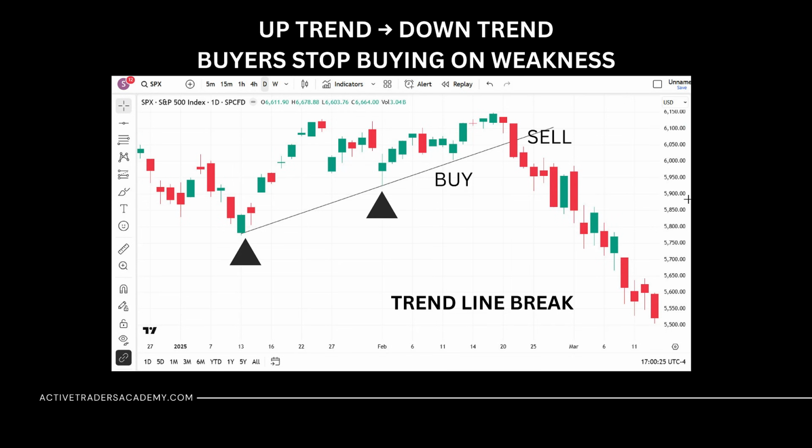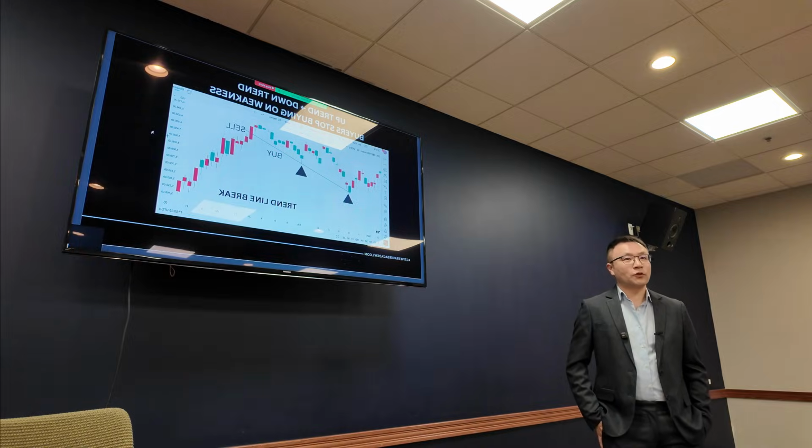Okay. Now that we have identified an uptrend, you can see the two triangles here. I extended it out, okay? And let's just say the level where I set a buy here, that's what I would enter. And when it breaks, I sell. Okay, very simple.